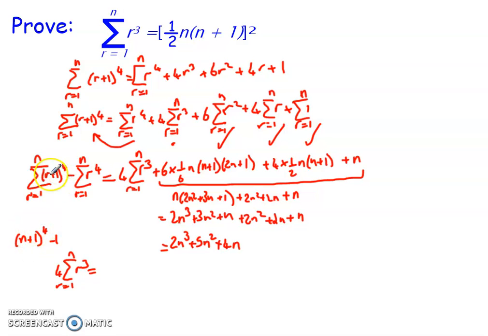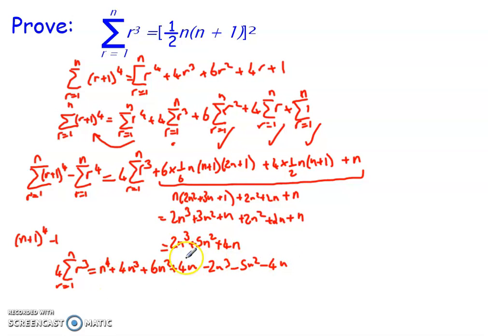Well, I know what the (n plus 1) to the power of 4 is, so let's just write that in as we go. So I've got n to the 4 plus 4n cubed plus 6n squared plus 4n. Now I would have a plus 1, but I've then also got a minus 1, so I can just miss that off. I've then got take away 2n cubed, take away 5n squared, take away 4n.